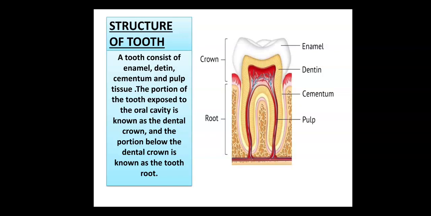What I have written, just see: a tooth consists of enamel, dentin, cementum. Now what is cementum here? As you can see, there is a border of light yellow color after the dentin, on both sides. This cementum is cementing the teeth in the jaws. The portion of the tooth exposed to the oral cavity is known as the dental crown, and the portion below the dental crown is known as the tooth root. So this is about the structure of a tooth.